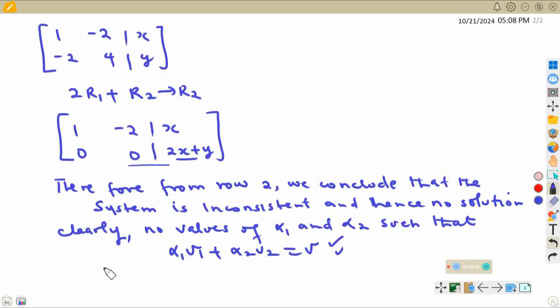So therefore, from row 2, we conclude that the system is inconsistent, hence no solution. Clearly no values of alpha 1 and alpha 2 such that this one happens. So therefore, the set containing v1 and v2 does not span R2.